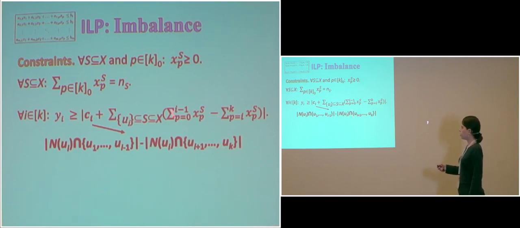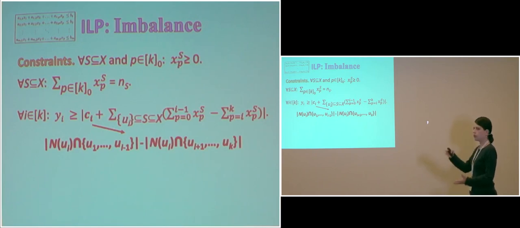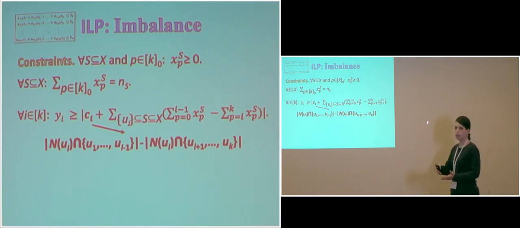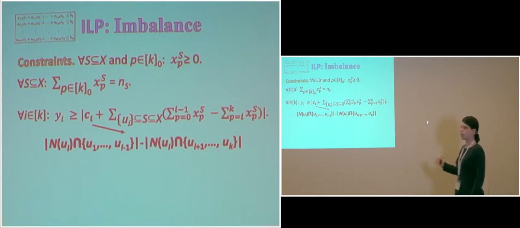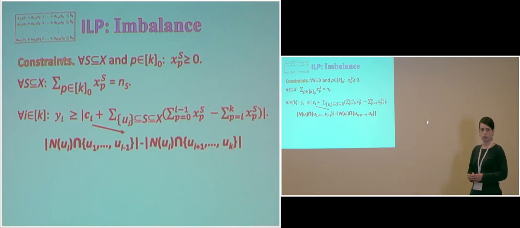We look at all of the positions P from 0 to I minus 1, XPS. This is just all of the vertices from the independent set that we place before the vertex UI. Okay, so we look at all of these positions here before UI, minus all of the vertices that are placed after it. Okay, this is exactly what we want. It's just encoding that in ILP.